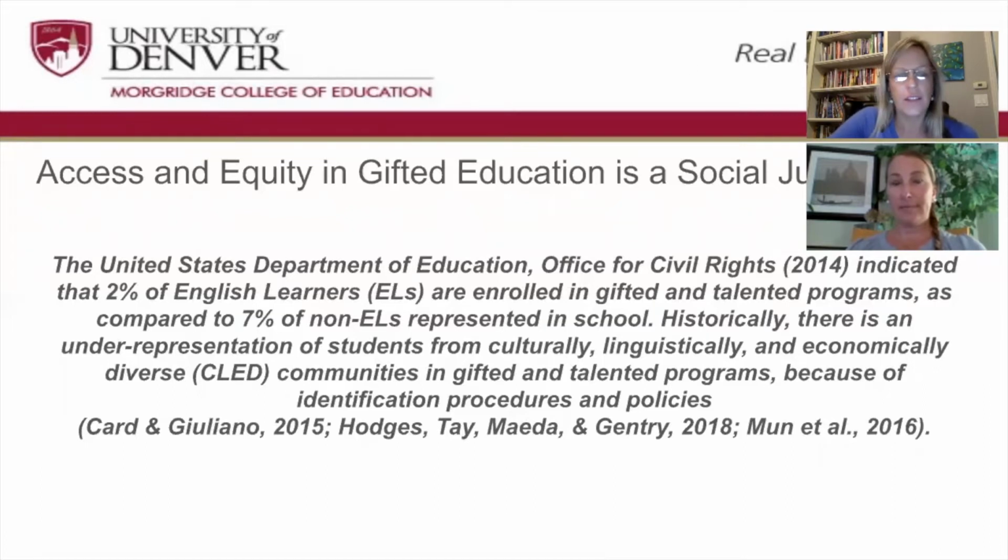The United States Department of Education, Office for Civil Rights, indicated that 2% of English learners are enrolled in gifted and talented programs, as compared to 7% of non-English learners represented in school. Historically, there is an underrepresentation of students from culturally, linguistically, and economically diverse communities in gifted and talented programs because of the identification procedures and policies that impact our students.